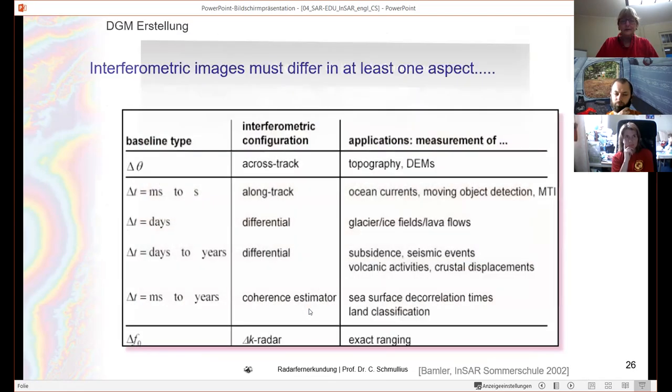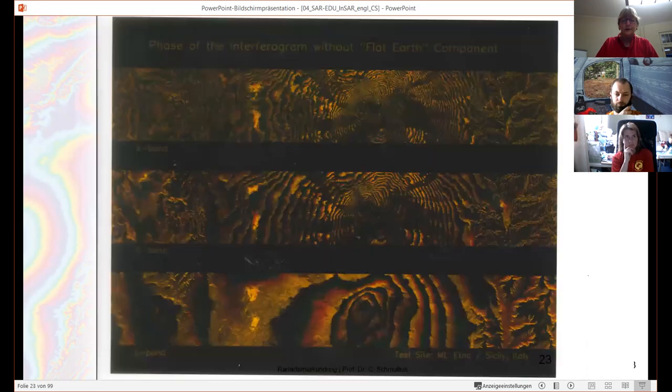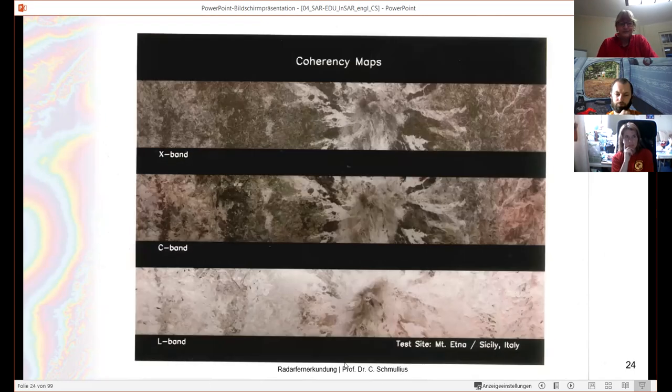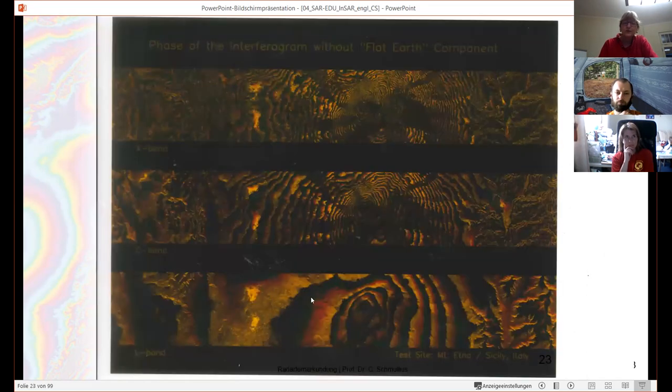But I have the interferogram coming in. One more. Because the coherence is so high, you get also very nicely defined fringes. So you could retrieve your elevation lines with good quality, with a high accuracy. Yeah, it's a wonderful pattern.